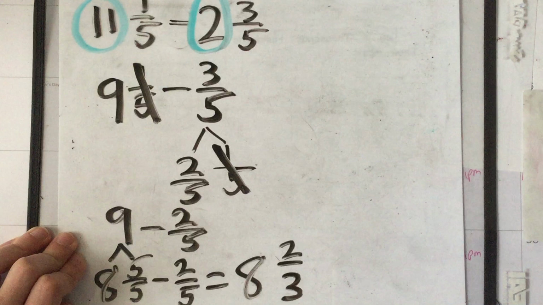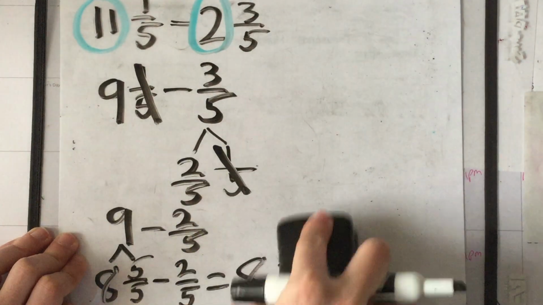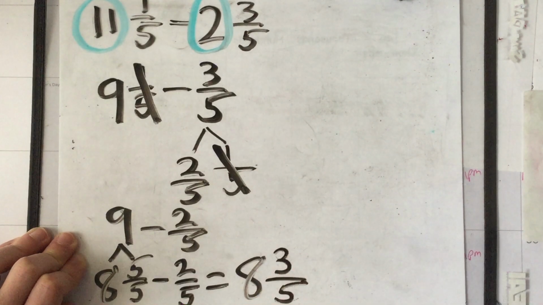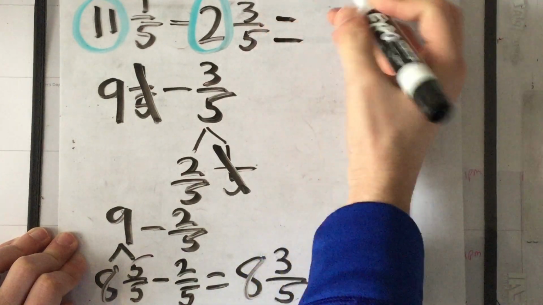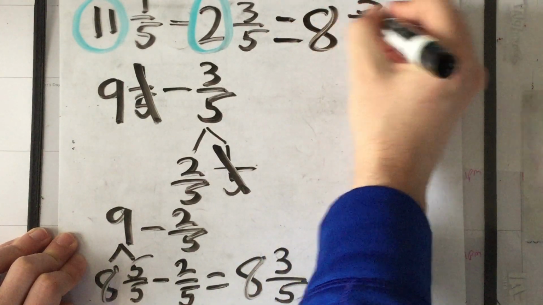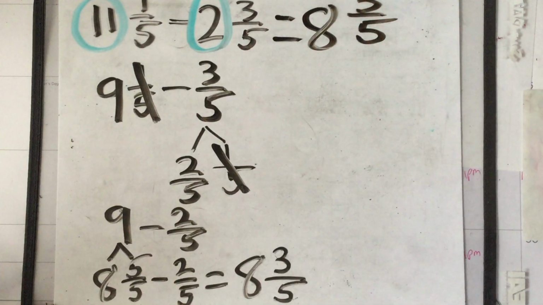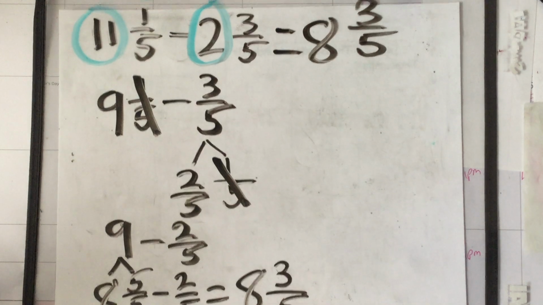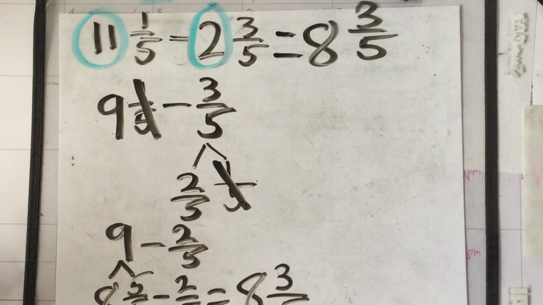5 minus 2 is not 2. I don't know why I wrote 2/3 there. 3/5. So now I know that 11 and 1/5 minus 2 and 3/5 equals 8 and 3/5.